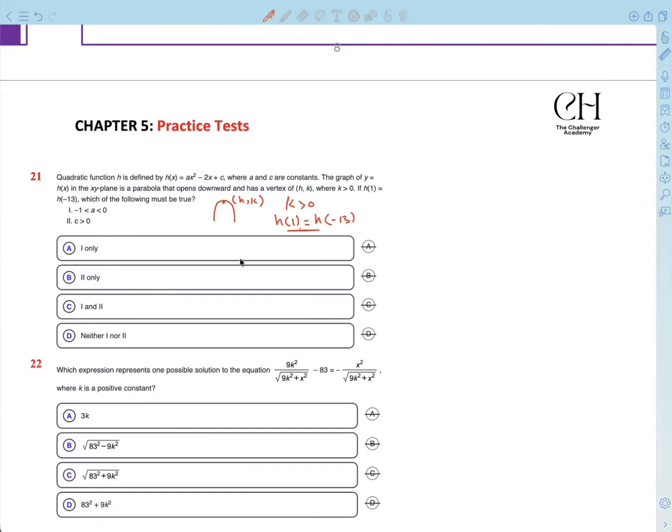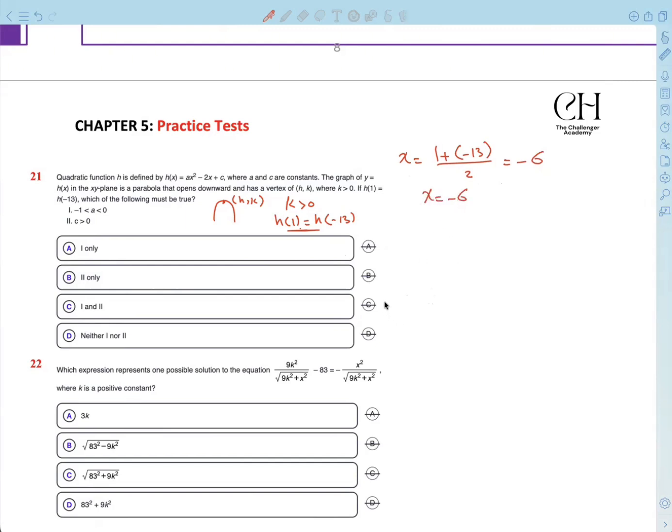For the parabola, equal y values occur at points symmetric about the axis of symmetry, at the midpoint of 1 and negative 13. How can we find the midpoint between 1 and negative 13? You just put x equals 1 plus negative 13 over 2. This finds the midpoint, which is negative 6. Now we have the axis of symmetry, x equals negative 6.